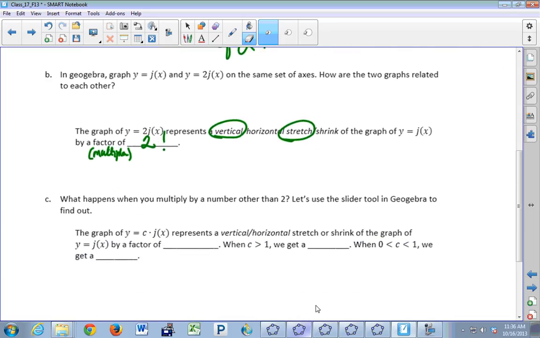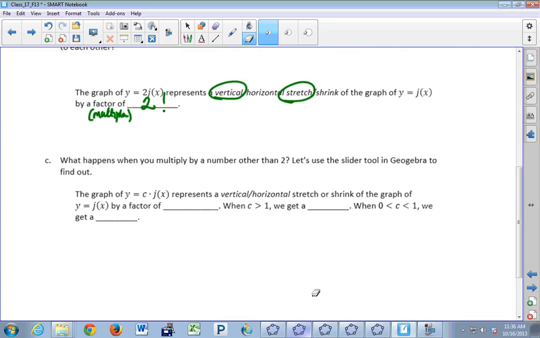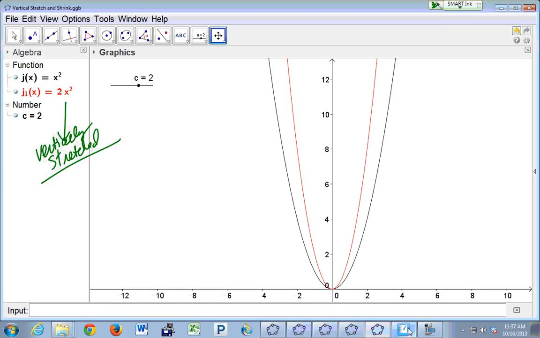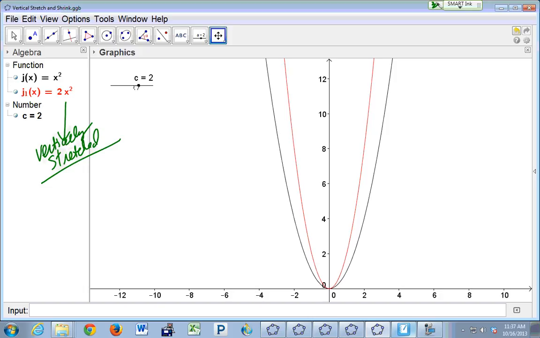Okay, so let's take a look at something other than 2. Let's take a look at a number that's between 0 and 1, when c is between 0 and 1. It can't be 1, because then it looks just like your parent function. It can't be 0, because then it would just be your horizontal axis, your x-axis. So let's see what happens when we make c a smaller number.